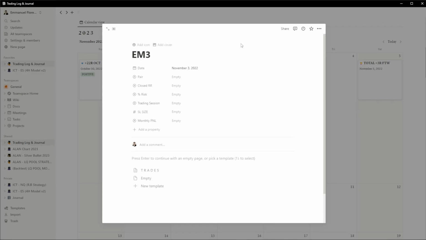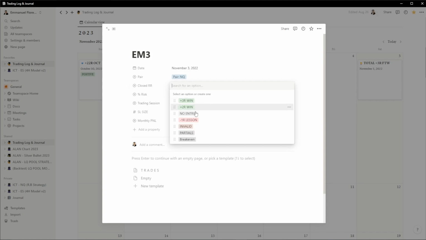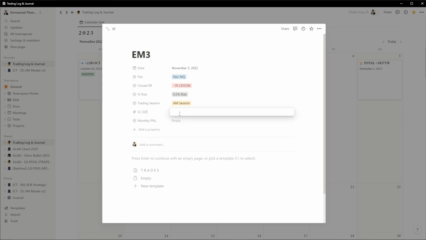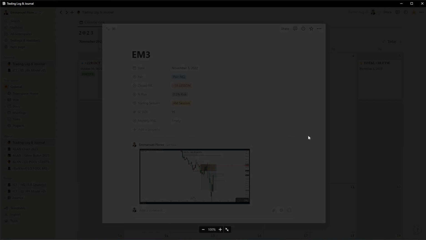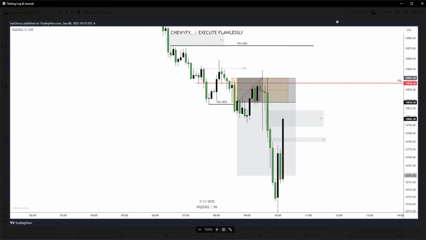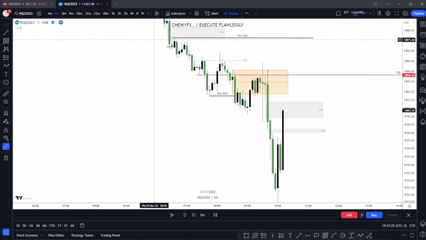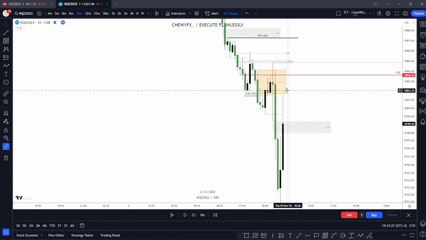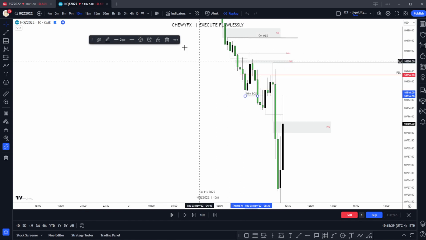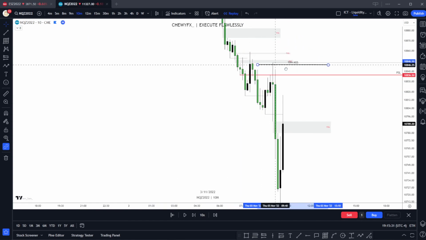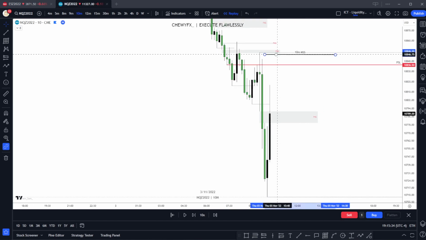Okay, EM3, Nasdaq, 1R, risk 0.5, AM session. This was 95. Awesome. Honestly, very happy with that loss. Kind of sucks, but whatever. Cool. Okay. Now, where is the next swing high that we need for a 10-minute market structure shift for our buy? It's going to be right here.